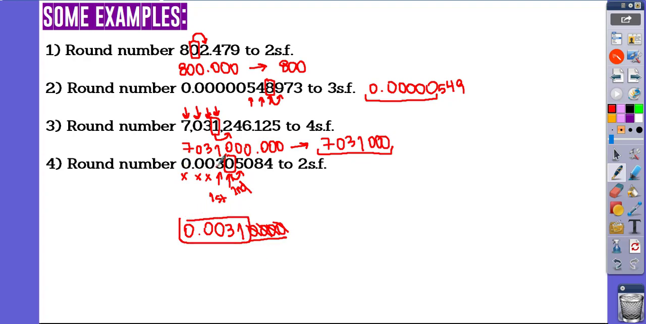Remember to write the zeros at the beginning. It's not the same if you write 31 because it's a number very far away from 0.0030 and so on. So this is it. You'll have some exercises to practice on the platform.